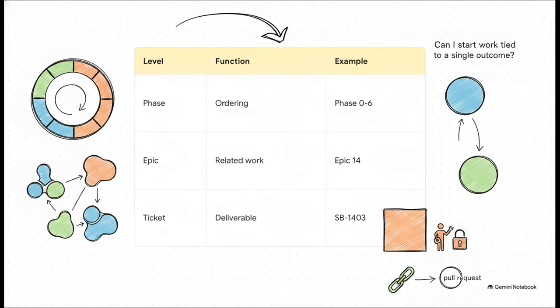Next, we have epics, like Epic 14. These group together related work tied to a single outcome. And finally, we drill down to tickets, like SB 1403. A ticket is just one deliverable, owned by one person, and closed by a single pull request.